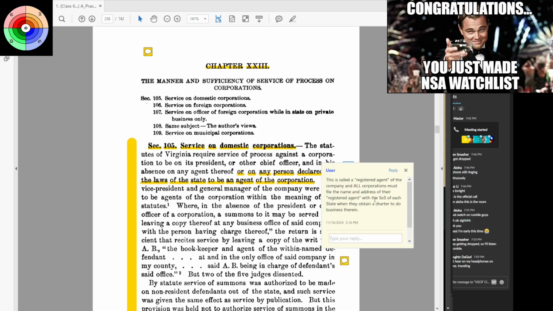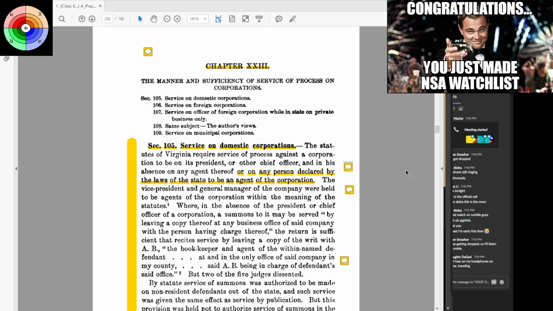Because if the state, say, has a problem with a corporation, say it's, I don't know, dumping toxic chemicals into some lake somewhere, and says, hey, we got to sue you for that. Well, they got to have a registered agent and a place to go have process given to them. So we'll get into that in a bit as far as the specificity of what a registered agent is.